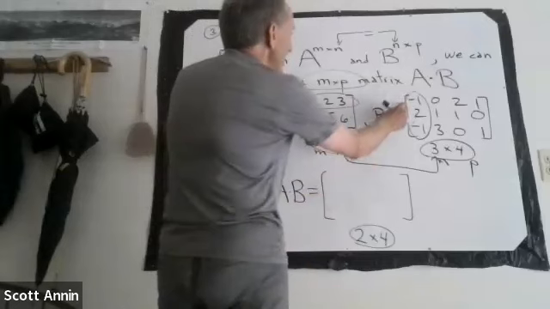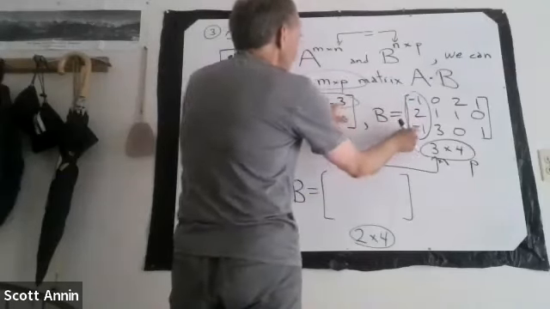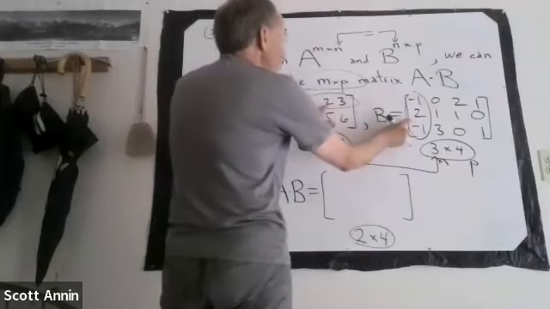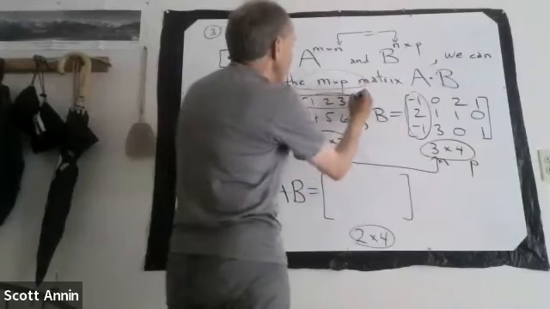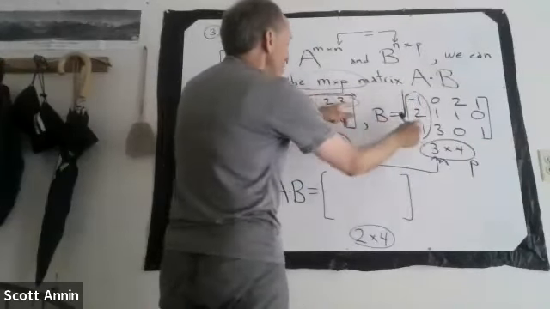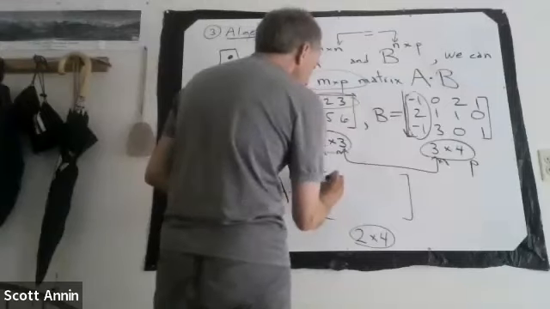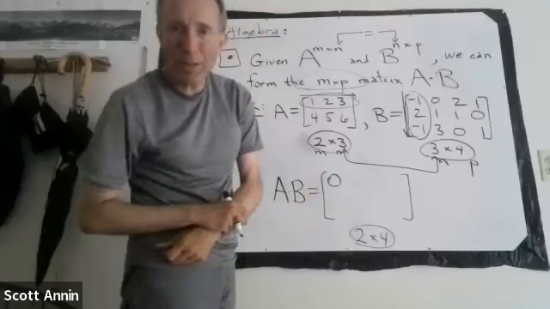So 1 times -1 plus 2 times 2 plus 3 times -1. So -1 plus 4 plus -3. You getting that? I'm going across the row here and I'm dotting it with the column here. -1 plus 4 plus -3 is actually 0. It all cancels out. That's the entry in the upper left corner.